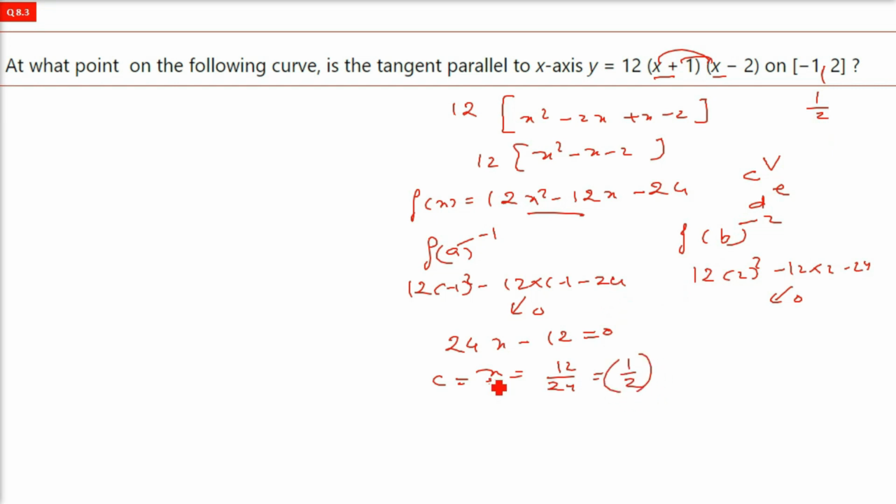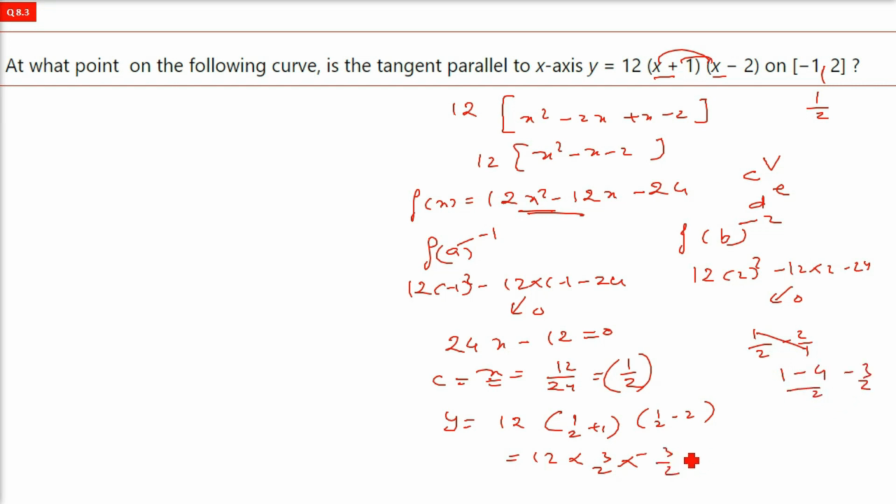Then this half is the value of x. What is the value of y? Just put it in this equation. 12 into half square minus 12 into half minus 24. So we just write 12 into (x plus 1) into (x minus 2). When you put this half in this one or the simplified one, whichever you want, you'll get 12 into 3 by 2, this is going to be 1 minus 4 by 2, that is -3 by 2. So 2 gets cancelled with this 12. So 4 3s are 12, 3 3s are 9, 9 3s are 27, -27. So the point you get, x comma y, is 0 and -27.